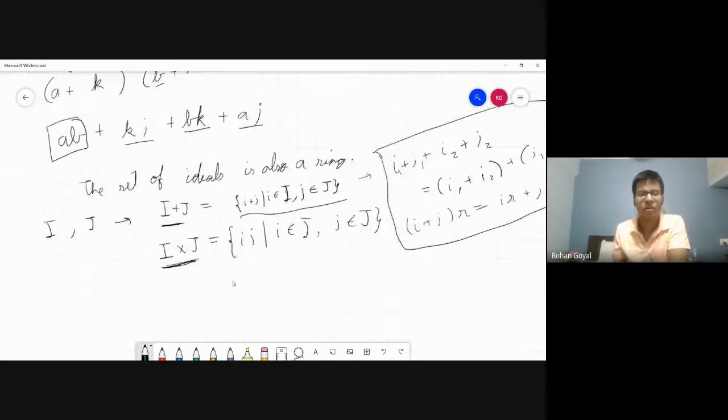Anyway, if you define the set addition and multiplication of ideals this way, you can see they also form a ring. Can anyone tell me what the zero would be in this case? The additive identity.